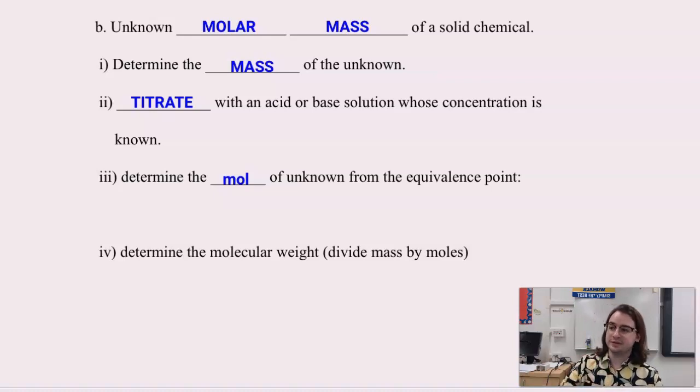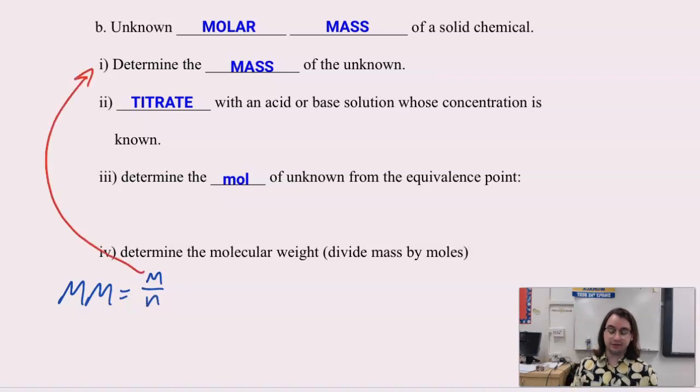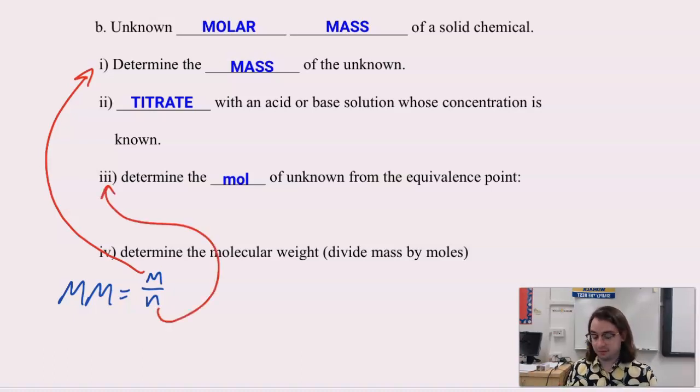So then we use that to determine the moles of the unknown from that equivalence point. And now that we have moles, and we also have grams that we gained from the scale, we use that to determine molar mass. So keep in mind again that molar mass is always going to equal mass over moles. We are determining the mass here in the first step. We are determining the moles in the third step. So that's where we find all the pieces. We put those together. That helps us determine molar mass.